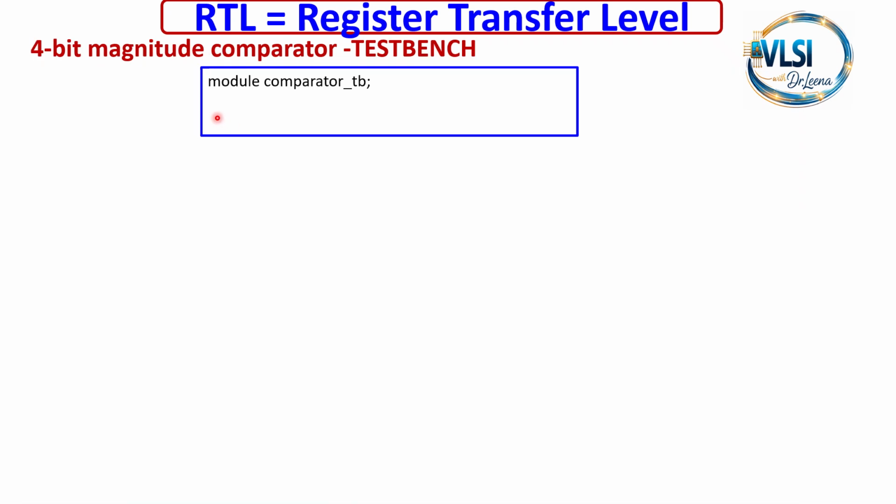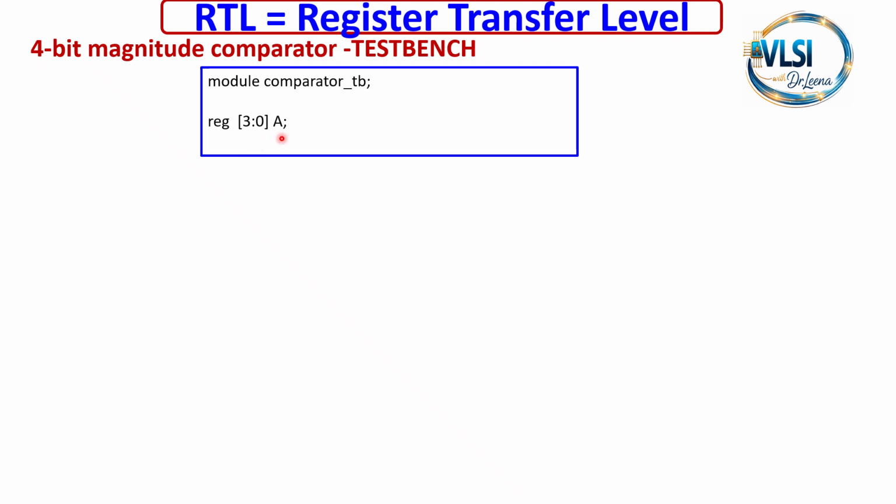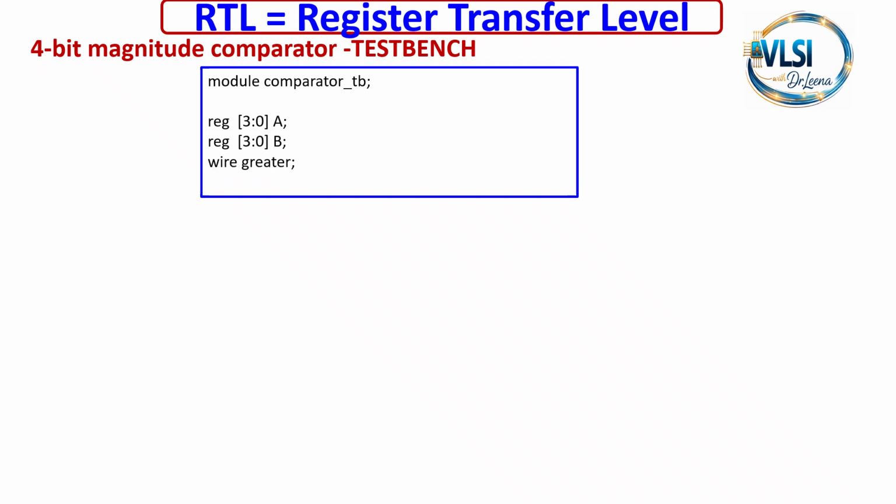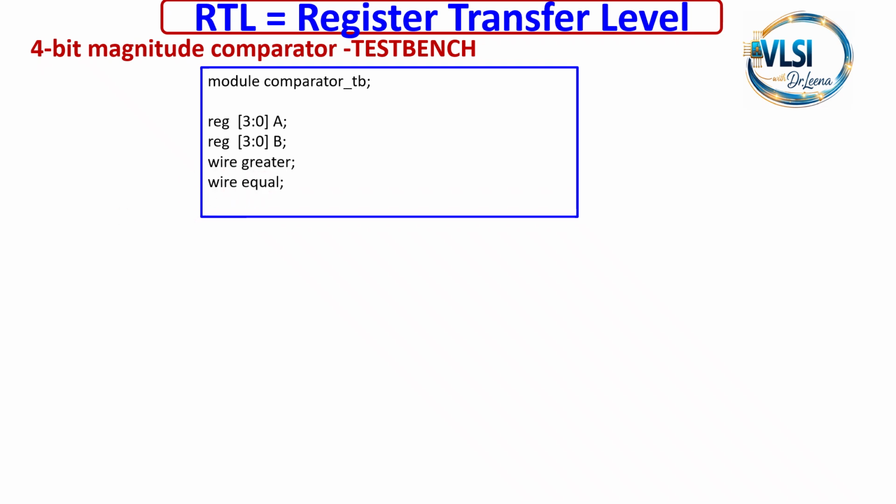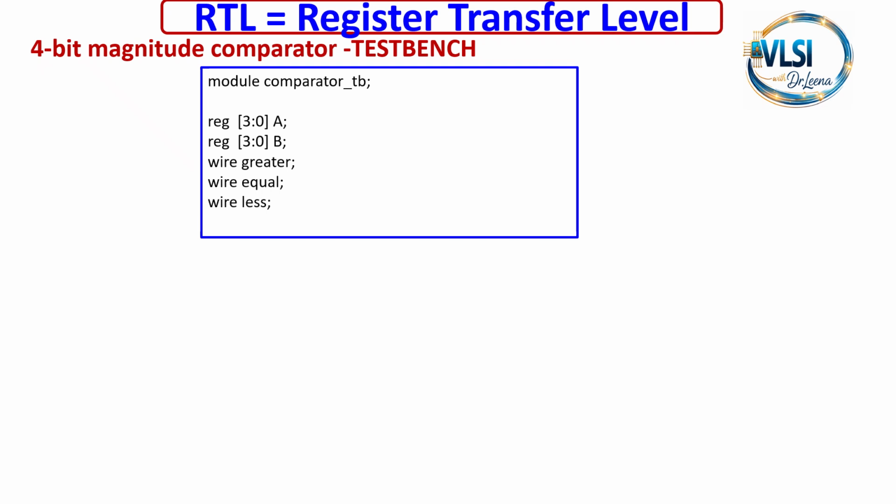Now we are going to write the test bench for the 4-bit magnitude comparator. That is, we are giving the module and we are giving the name of the test bench. After giving the name of the test bench, we need to give the inputs and outputs using reg and wires. So I am giving the first input using reg and the next input using reg, and then the outputs greater than using wire, equal to using wire, and the output less than using wire.